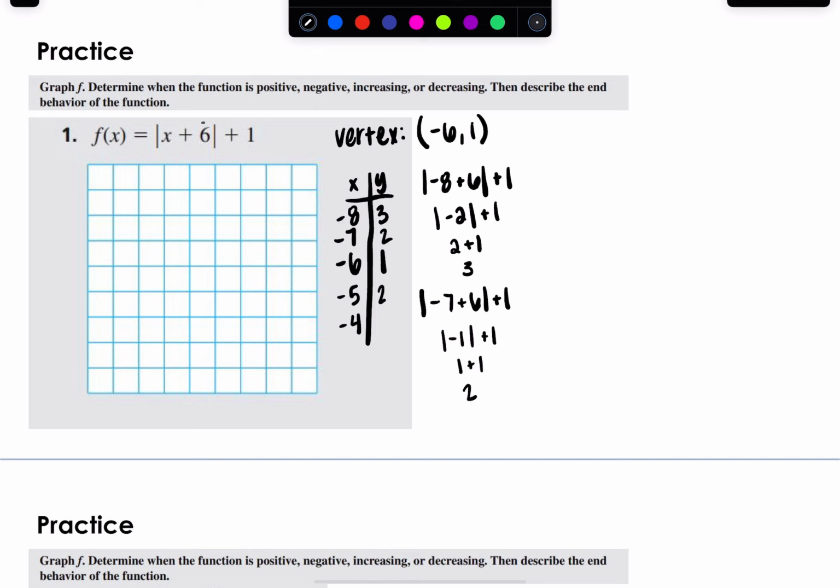And then we mirror our points in our table. All right, since my vertex is at -6, 1, I want to have this quadrant showing. All right, so I'm going to plot my points. -6, 1, and then on either side, -7, 2, -5, 2, and then -8, 3, -4, 3.